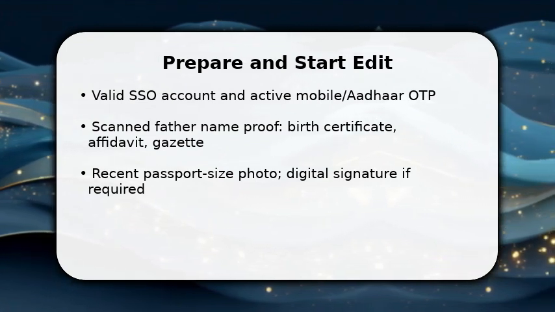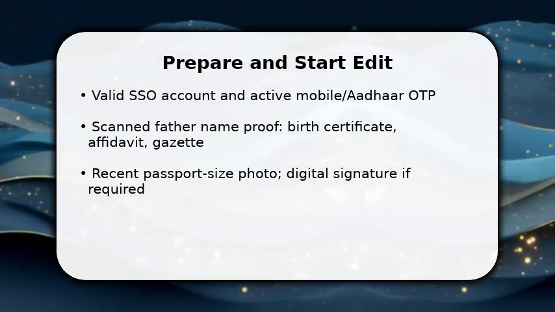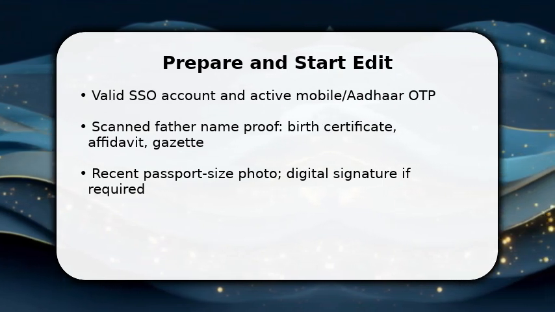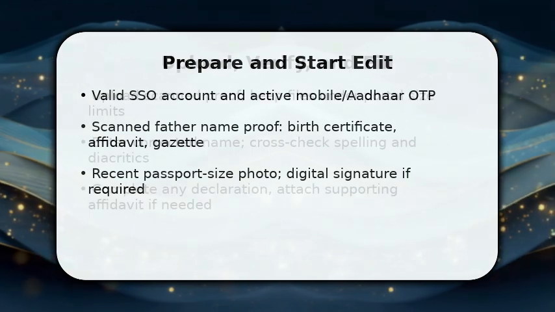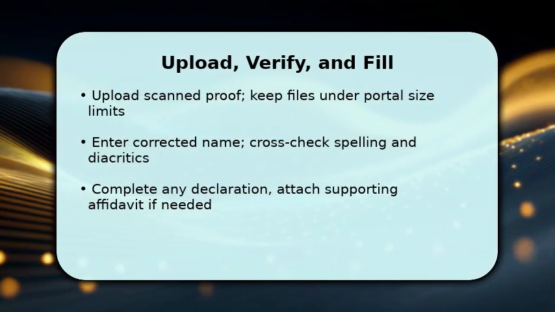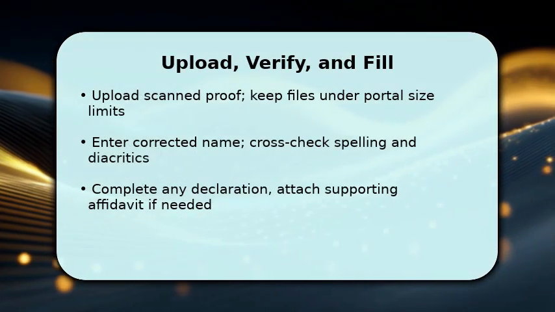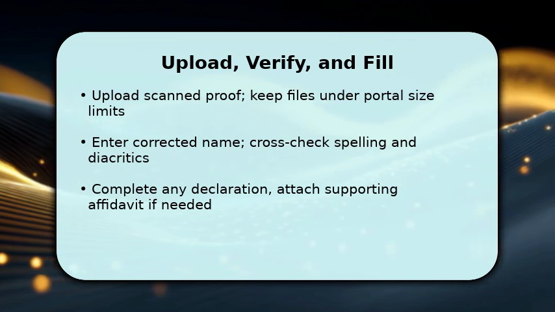You upload the scan document and type the corrected name exactly as on proof, because mismatches trigger automatic rejection. Then save as a draft before proceeding. Next, you focus on the detailed execution. Upload the proof file and ensure it meets the portal format and size limits.